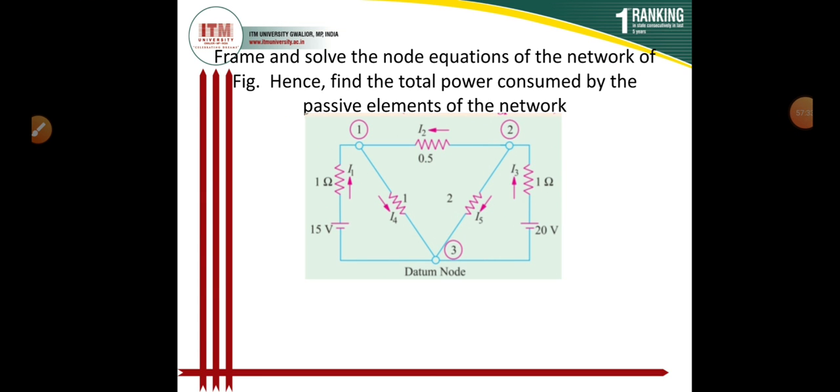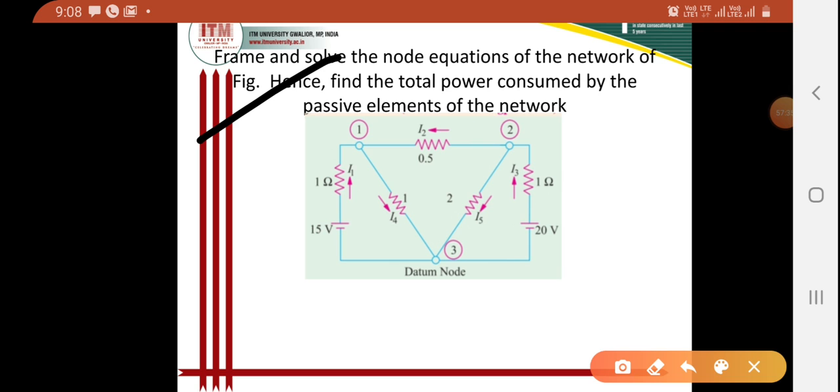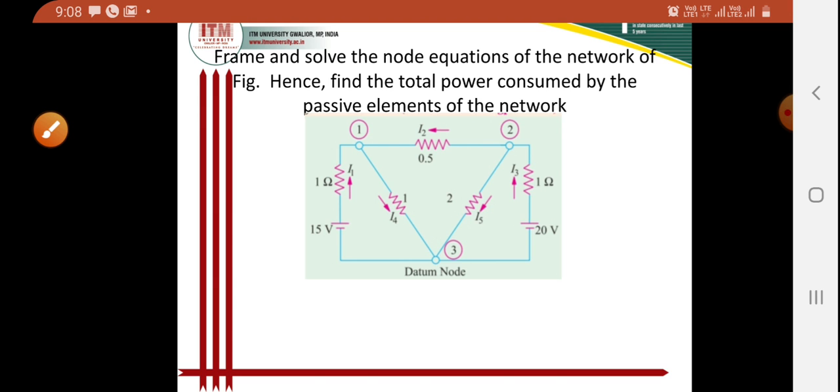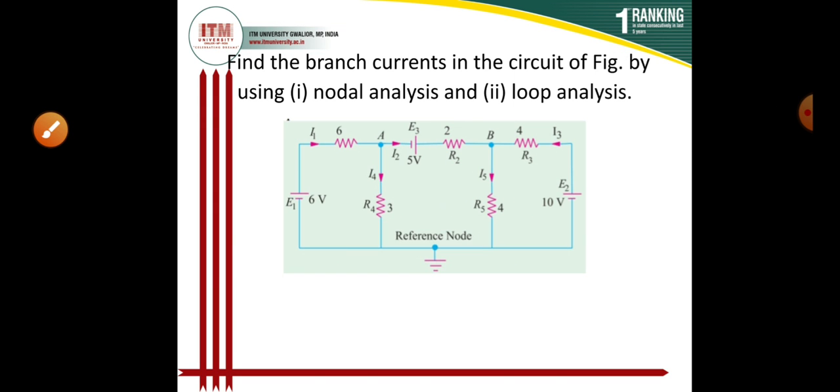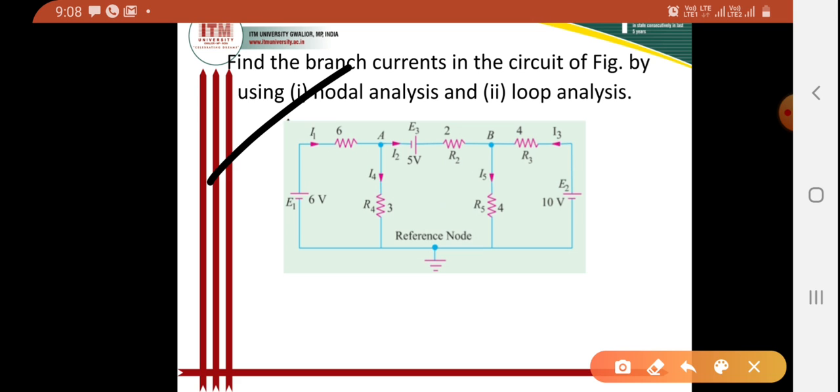Now these are the questions I am giving you. Note this question. This is your homework. And also this question. Note these 2 questions. These questions you have to solve at home. So this is your homework.